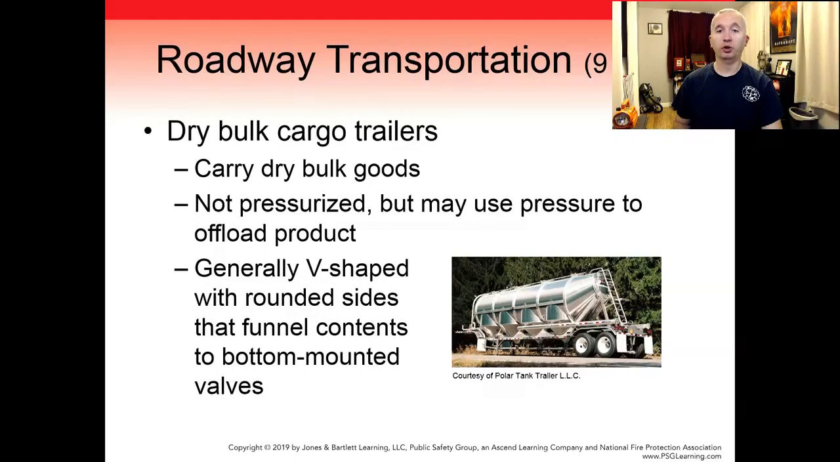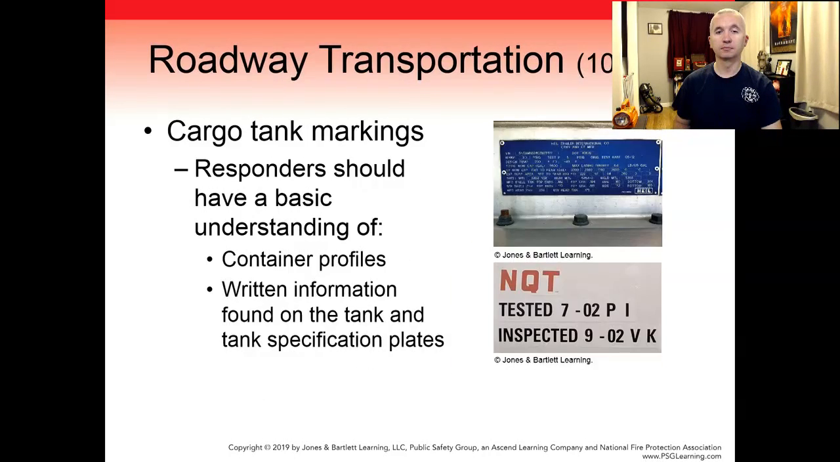Dry bulk cargo containers. These carry dry bulk goods such as powders, pellets, fertilizers, or grain. They are not pressurized but may use pressure to offload the product. And dry bulk cargo tanks are usually V-shaped with rounded sides that funnel the contents to the bottom-mounted valves. Cargo tank markings. Responders should have a basic understanding of the container profiles and written information found on the tank and tank specification plates.